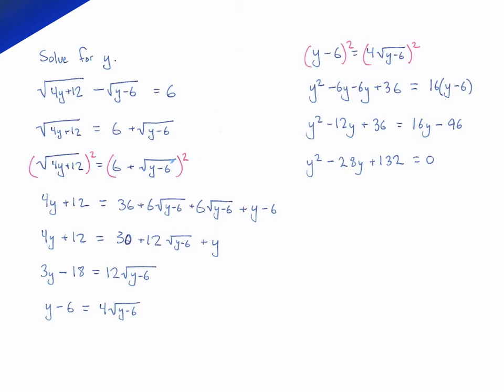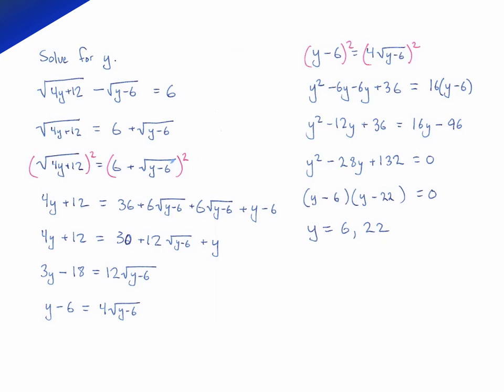If I look at this, I say my two numbers have to multiply to 132 and add to negative 28. Well, I tried a few options, and there are some that work. Negative 6 and negative 22. Multiply those, you get 132. Add them, you get negative 28. That's what would happen when you FOILed that out. So our solutions are 6 and 22.